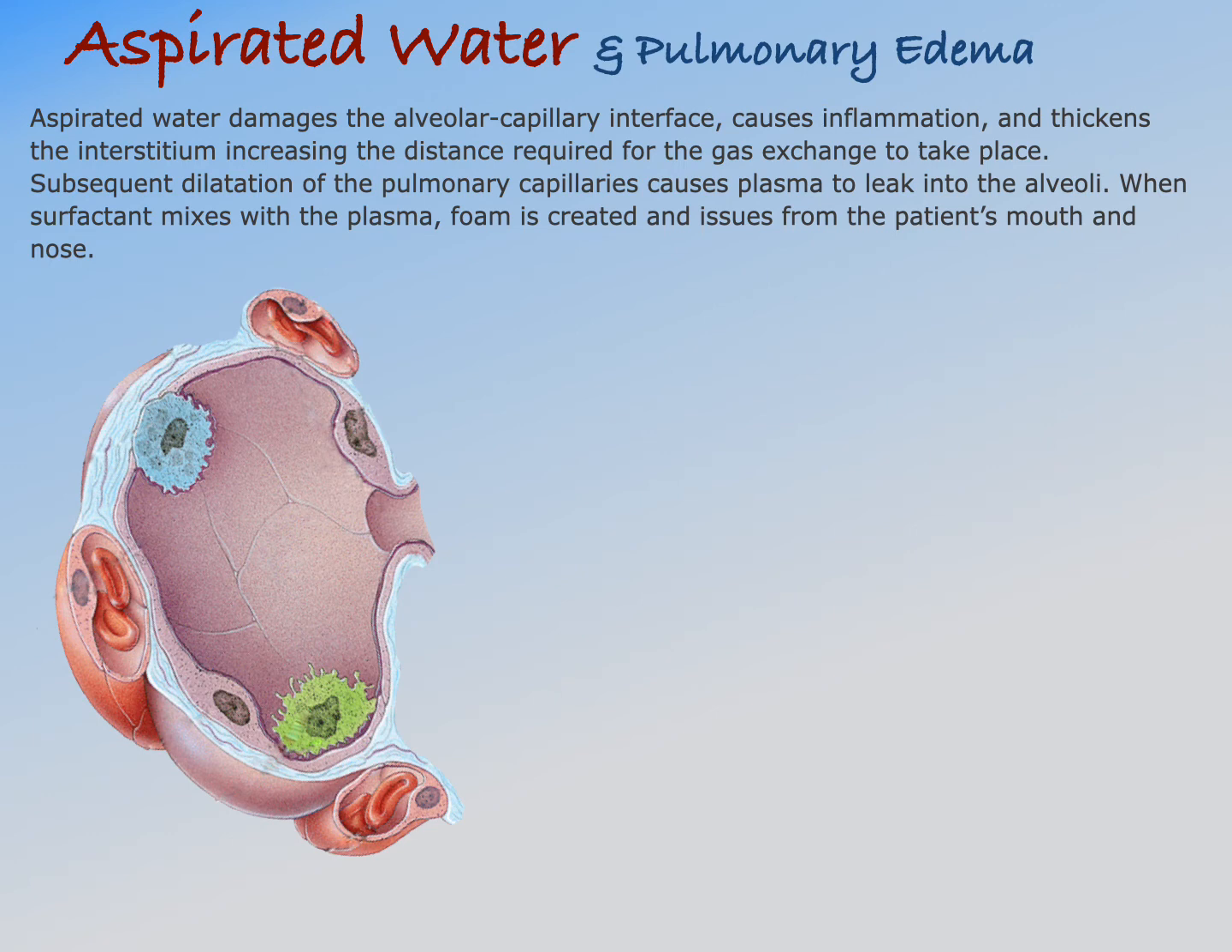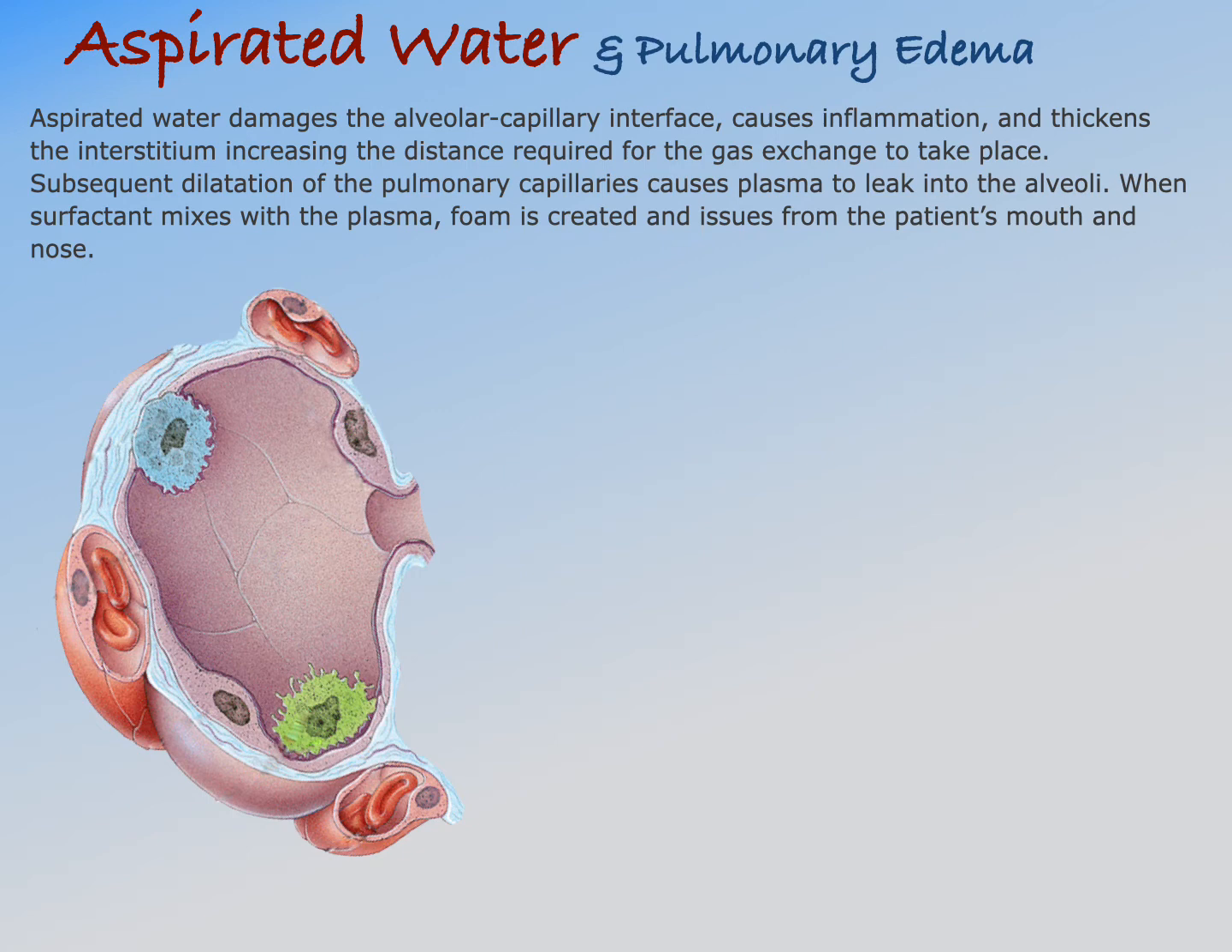So let's talk a little bit about pulmonary edema. Aspirated water damages the alveolar capillary interface, and it causes inflammation and it thickens the interstitium. Remember, the interstitium is that distance that the oxygen and carbon dioxide have to cross in order to get into the bloodstream for oxygen, and for the carbon dioxide to get back into each individual alveolus to be excreted.